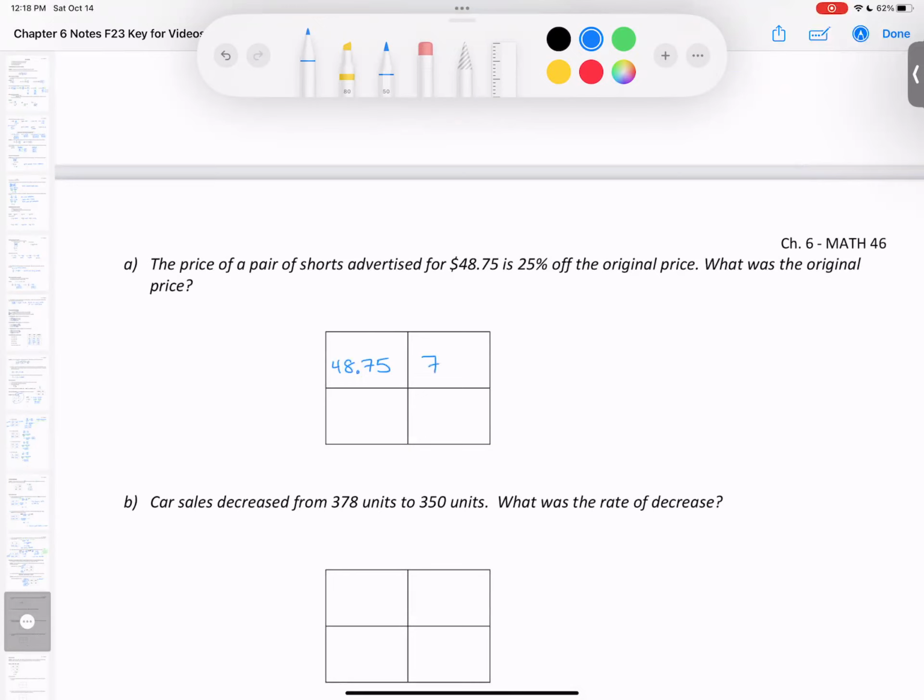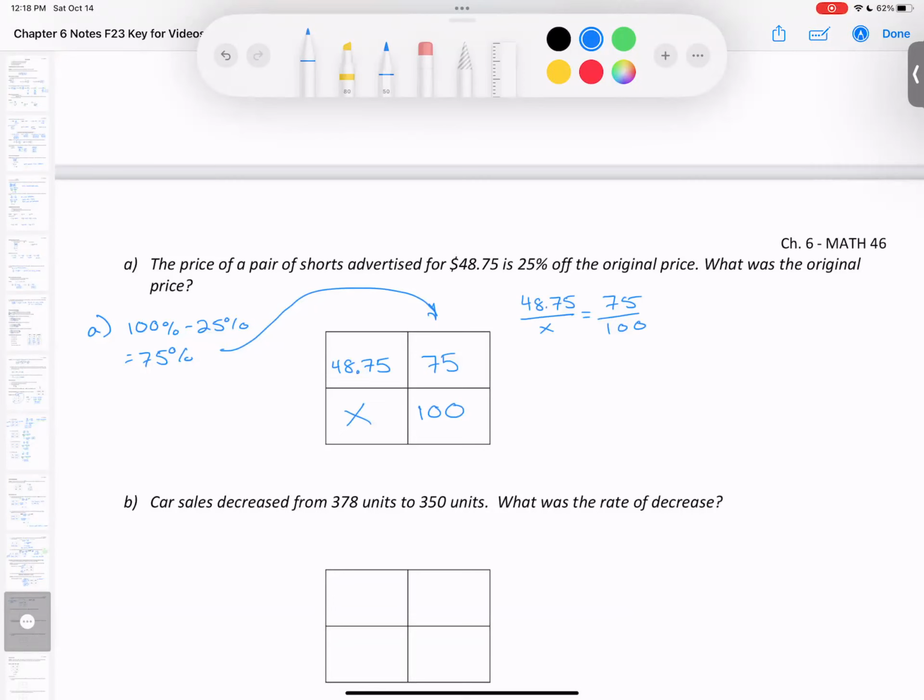And the amount that we have to pay is 75%. First step: our new amount we have to pay is 100% minus 25%, and so that is 75%. So that 75 is going to go in here, because we're now paying 75 of the 100%, and we're trying to find the original price of these shorts. So we have 48.75 over X equals 75 over 100.